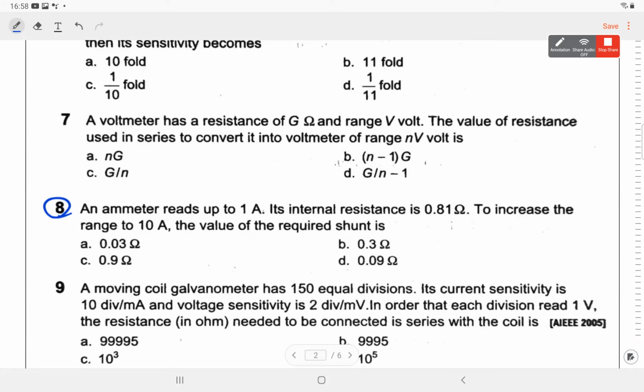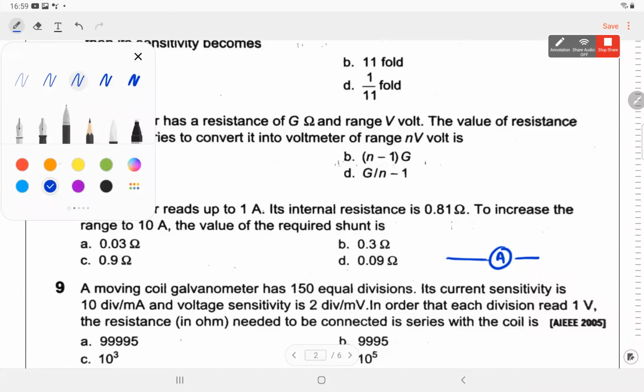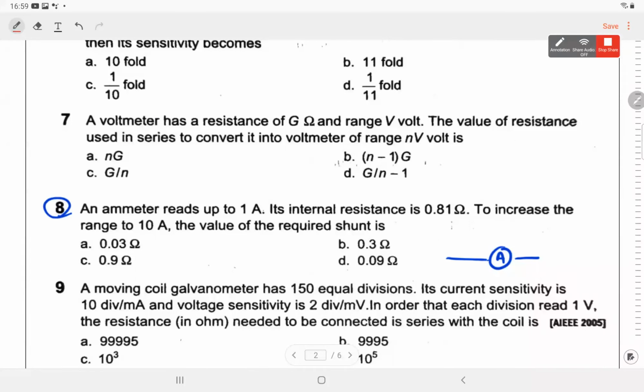तो ये ammeter को हम galvanometer की तरह ले लेते हैं. There is already a galvanometer converted into ammeter, but it can draw only 1 ampere of current from the circuit. It can have 1 ampere of current and its resistance is 0.81 ohm. Now it's saying हम कितना shunt लगाएं, shunt का मतलब parallel resistance, so that 10 ampere current can enter. क्या करेंगे? We connect a parallel resistance, a shunt resistance, which will draw all the excess current.